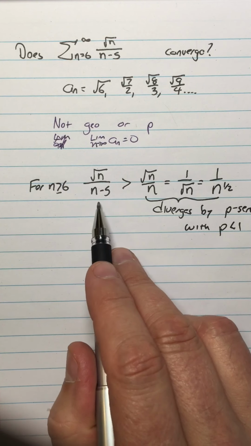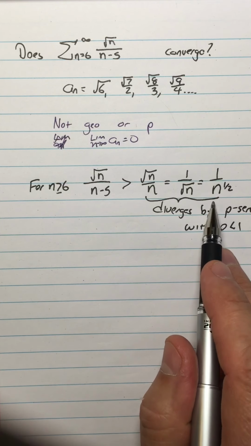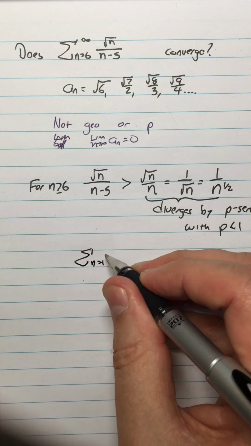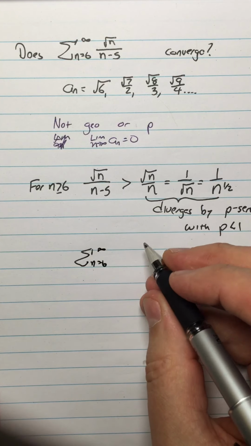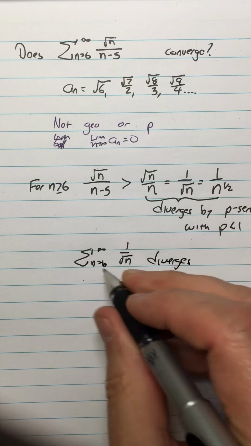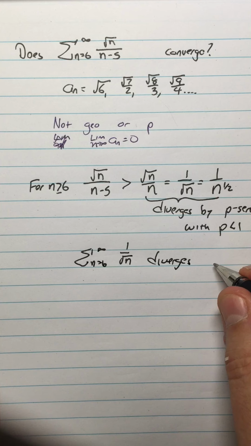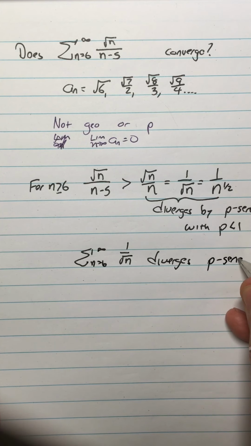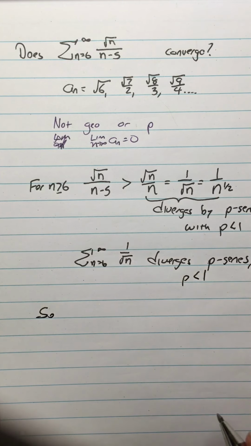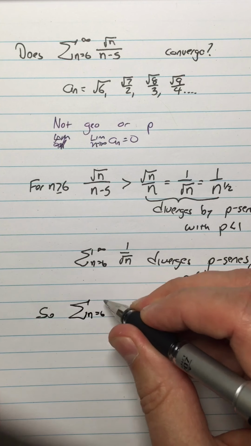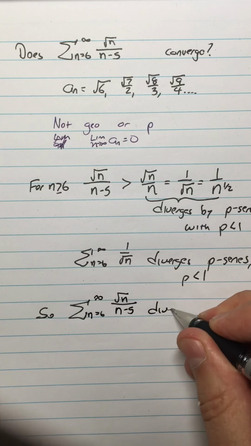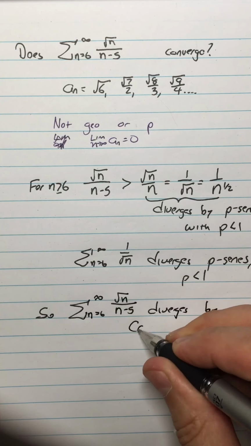So here's what we have. Square root n over n minus 5 is greater than 1 over n to the 1/2. And I know that the sum from n equals 6 to infinity of 1 over square root n diverges. I wrote this up here, but you need to say the series diverges because it is a p-series with p less than 1. So we're going to say that the sum from n equals 6 to infinity of square root n over n minus 5 diverges by the comparison test.